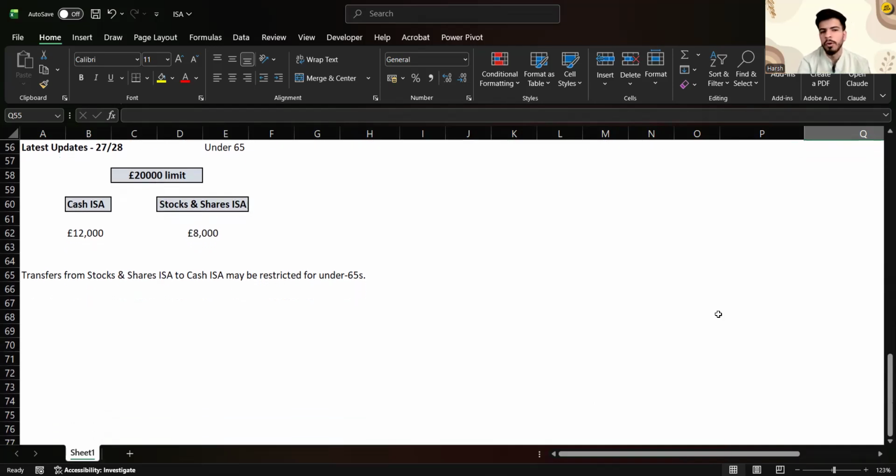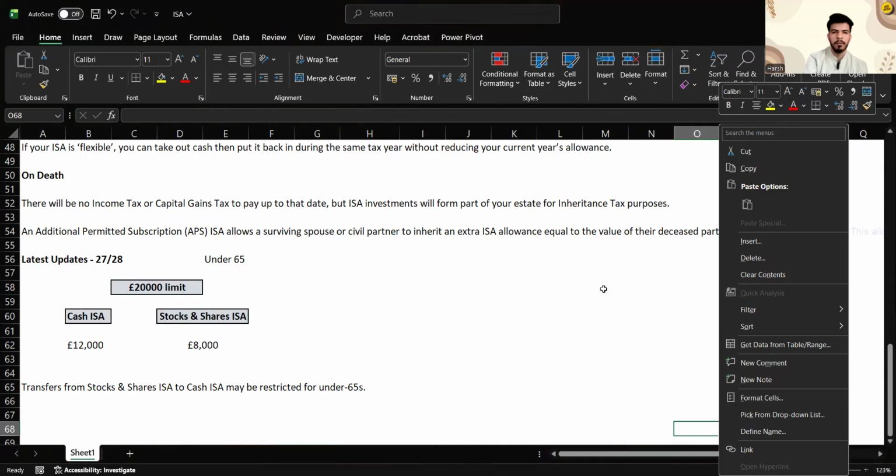The transfers from stocks and shares ISA to cash ISA may be restricted. This is also another condition which may come in 27-28. We can get more clarity afterwards, but transfers from stocks and shares ISA to cash ISA would not be as flexible as we currently have. It would be restricted if you are under 65. If you are over 65, they have given you the scope to make a transfer and invest the whole amount in cash ISA, because you may not be capable of taking such risk to invest in stocks and shares. So this is all about ISA that we have discussed.